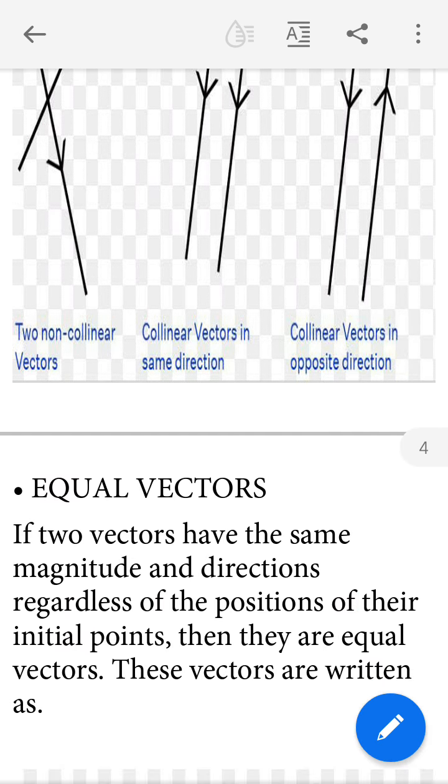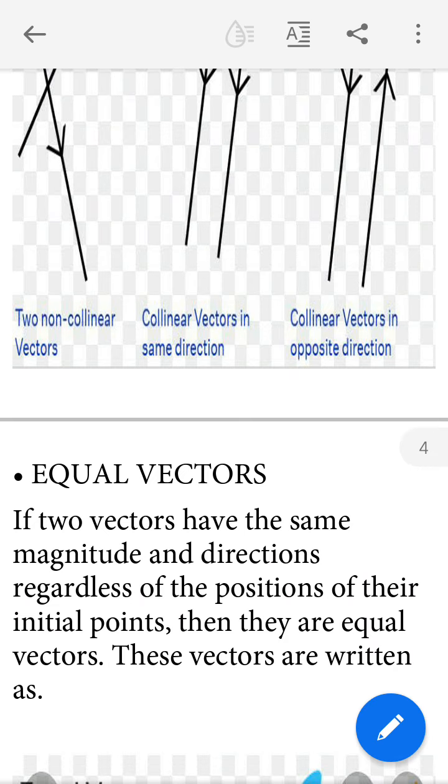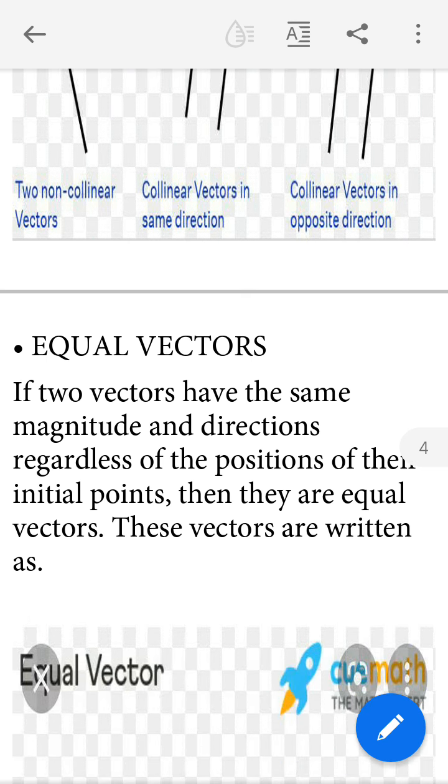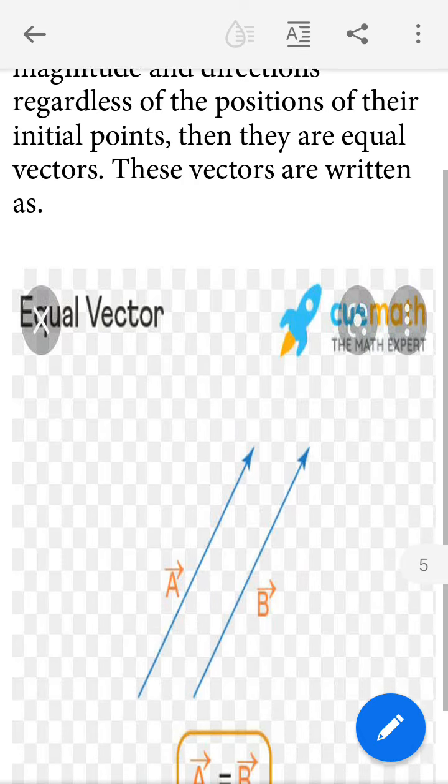Next is equal vectors. If two vectors have the same magnitude and direction, regardless of the position of their initial points, then they are equal vectors. These vectors are written as equal. Here is an example of equal vectors.